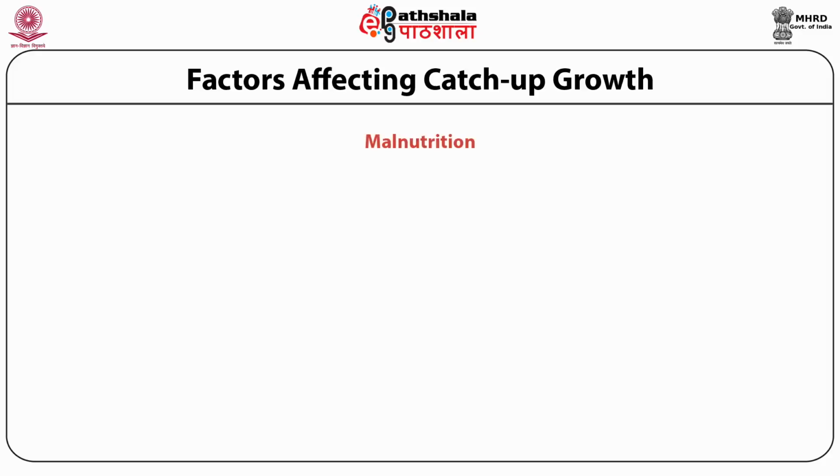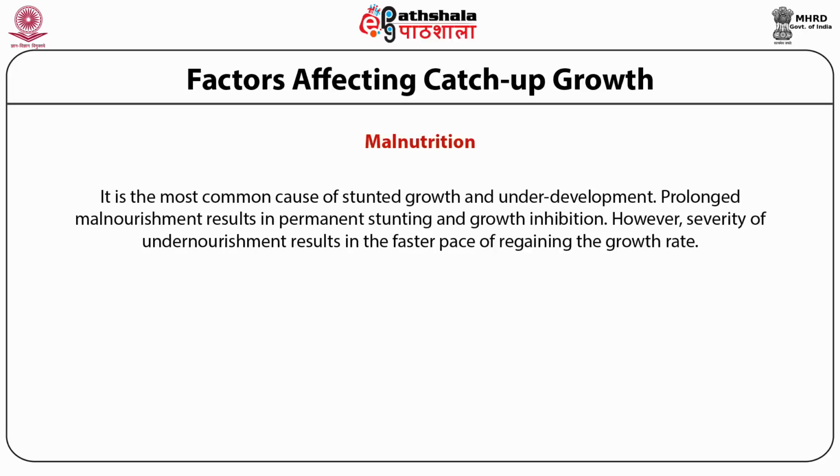First, malnutrition. It is the most common cause of stunted growth and underdevelopment. Prolonged malnourishment results in permanent stunting and growth inhibition. However, severity of undernourishment results in a faster pace of regaining the growth rate. Whereas undernutrition in the initial stages of life may have very harmful effects on the growth of a child, leading to slow growth initially and later leading to underdevelopment.